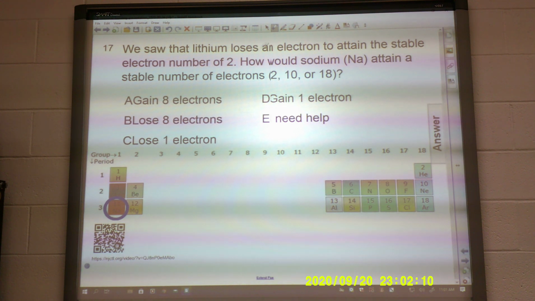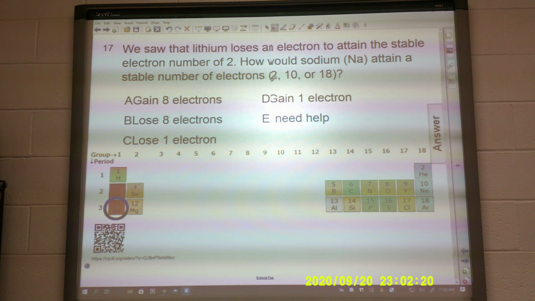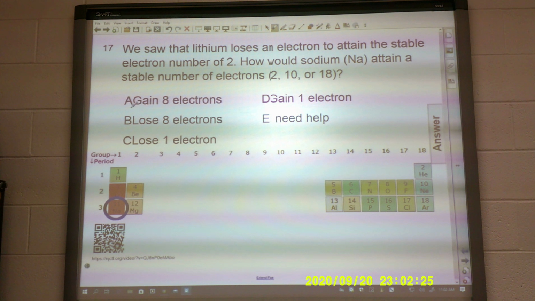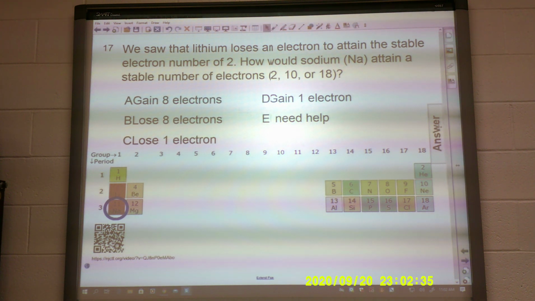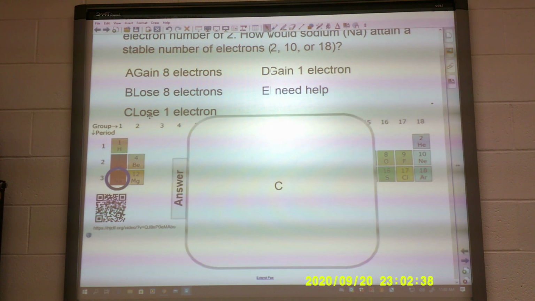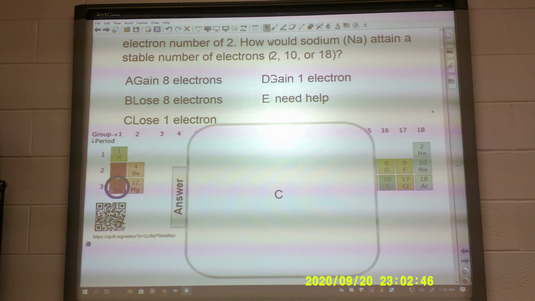We saw that lithium loses an electron to attain the stable electron number of 2. How would sodium attain a stable number of electrons? It would need 2, 10, or 18. So it gains 8, loses 8, loses 1 electron, gains 1 electron, or I need help. Let me switch so we can see the answer here. It would be C, lose 1 electron, because it is at 11, so to get to 10, it just needs to lose 1.